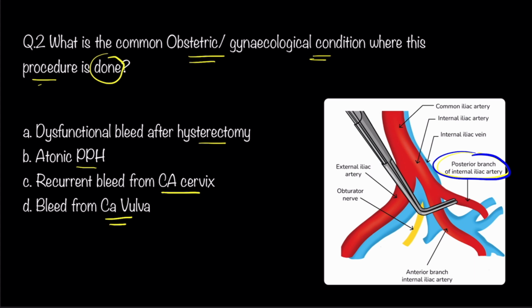It is being ligated or clamped, which illustrates a very conventional method of controlling bleeding after postpartum hemorrhage, where the bleeding increases multiple times due to the loss of tone, leading to failure of contraction and hence a hell lot of bleeding. So the correct option here is going to be option number B, atonic PPH or postpartum hemorrhage.